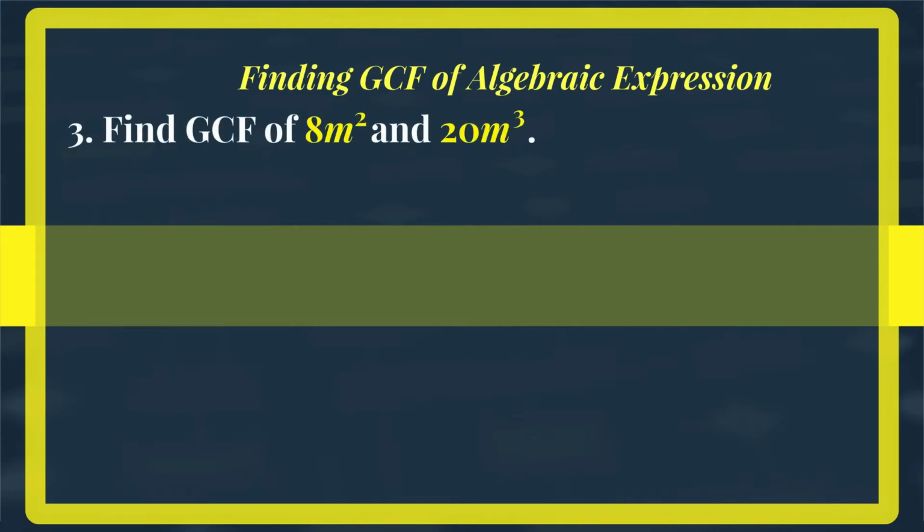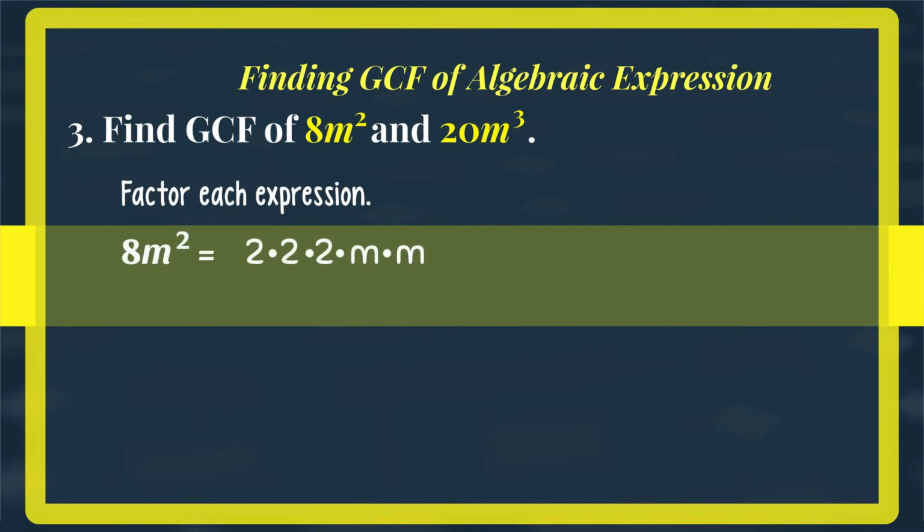8m squared and 20m cubed are both algebraic expressions. Let's find their GCF. To do that, we will first factor each expression. We know how to factor constants, but what about the variables? To factor variables, we just need to know their exponents. For example, if the exponent of m is 2, then the variable can be expressed as the product of m and m. 8m squared can be factored to 2 times 2 times 2 times m times m, while 20m cubed can be factored to 2 times 2 times 5 times m times m times m.